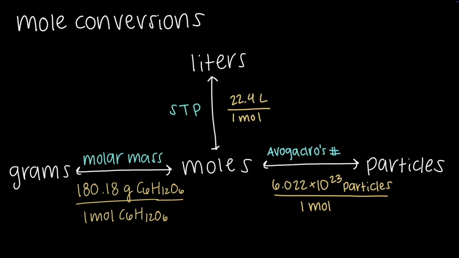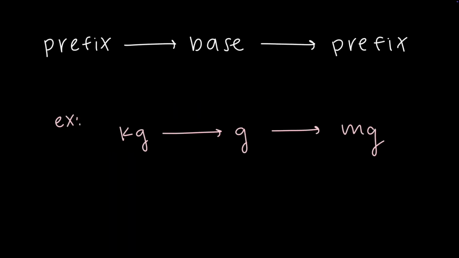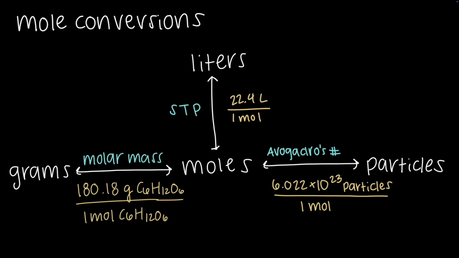For all of these conversion factors, notice that moles is the middle ground. Like prefixes and the base unit in the metric system, we use the base unit to go in between prefix units. Now we are going to use moles as our middle ground to convert between atoms, molecules, particles, formula units, liters, grams, and so on.